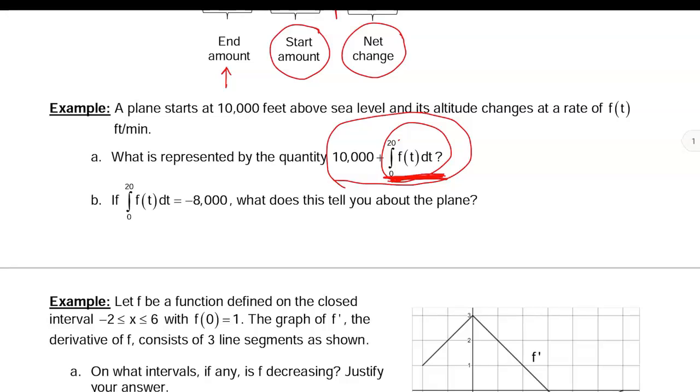So notice how there was a starting amount, 10,000, and we add on the net change. Oftentimes, students will focus on the integral and the net change and fail to remember that there was a starting quantity to begin with. If the integral from 0 to 20 were to equal negative 8,000, what does this tell you about the plane? Well, if the plane started at an altitude of 10,000 feet and the net change is negative 8,000 feet, then I would say the altitude of the plane at t equals 20 minutes would be 2,000 feet.